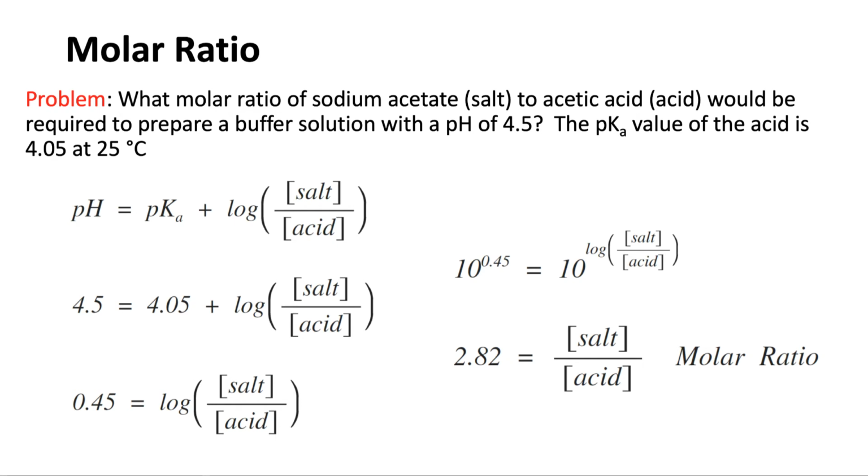Again, we just use our calculator: 10 raised to the 0.45 power equals 2.82. Set that equal to, remember, raising the log base 10 of something to the power of 10 cancels each other out. So the 10 to the log cancels out both of those, and we end up with just the concentration, the molar ratio of salt to acid, and that would be our final answer. So in this question, the molar ratio is 2.82, and that's the ratio of salt to the acid.